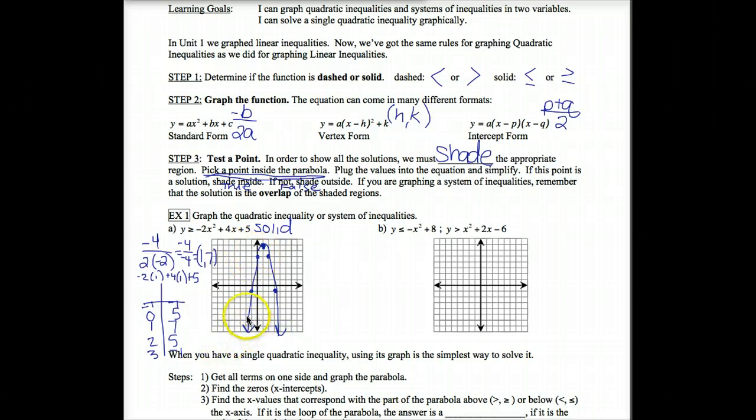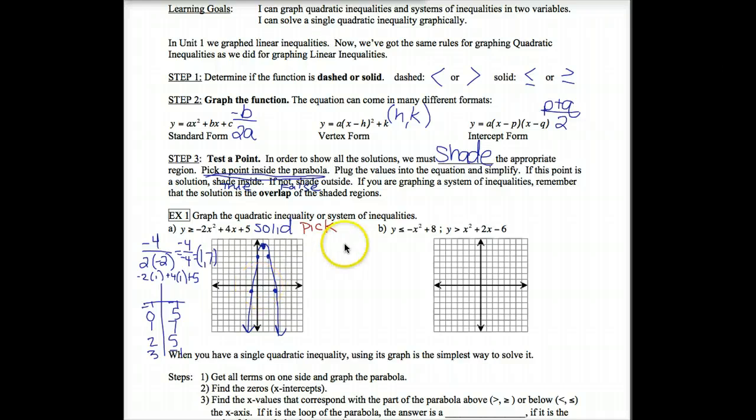So now I just need to do my shading. So I need to pick a point. And I always write this out, and you should too, so that when I look at your work, if you don't get it right, I can see what you did. So we want to pick a point that's inside the parabola.